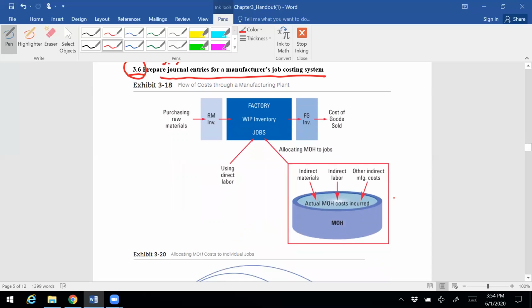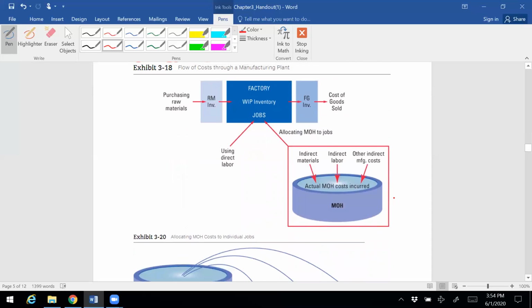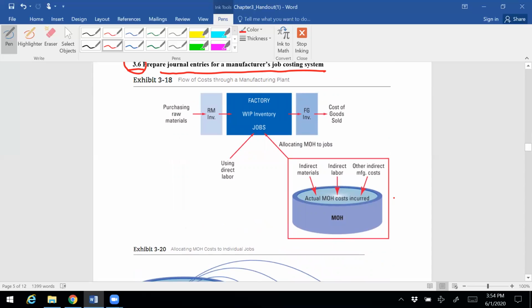Okay, so before we talk about the specific journal entry, I want to go through this flow of cost one more time with you. We have been talking about this many times. I hope you don't feel bored. It's important. So first you purchase the raw material, right? So you have this raw material inventory.